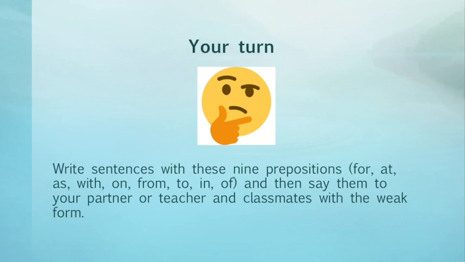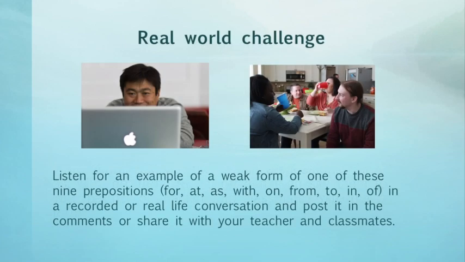Now it's your turn. Write some sentences with these 9 prepositions, for, at, as, with, on, from, to, in, of, and then say them to your partner or teacher and classmates with the weak form. And now for the real world challenge. Listen for an example of a weak form of one of these 9 prepositions in a recorded or real life conversation, and post it in the comments or share it with your teacher and classmates.